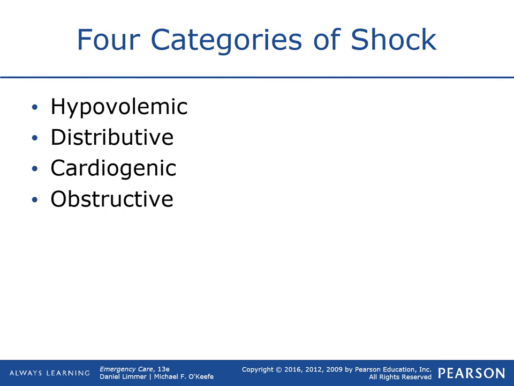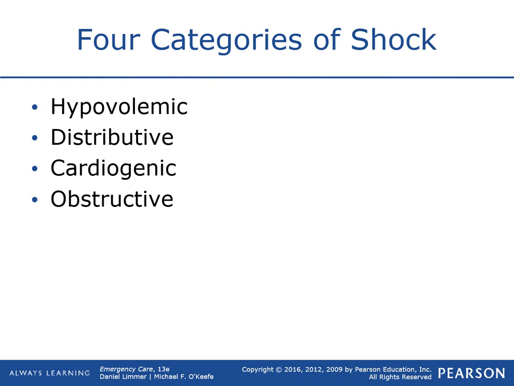So there are four different broad categories of shock. There are different subcategories of shock, but most of them can be fit into these four broad categories. So these are the master categories of shock. The first one is hypovolemic shock. So that's low, and volemic is blood. So hypovolemic shock is low blood.